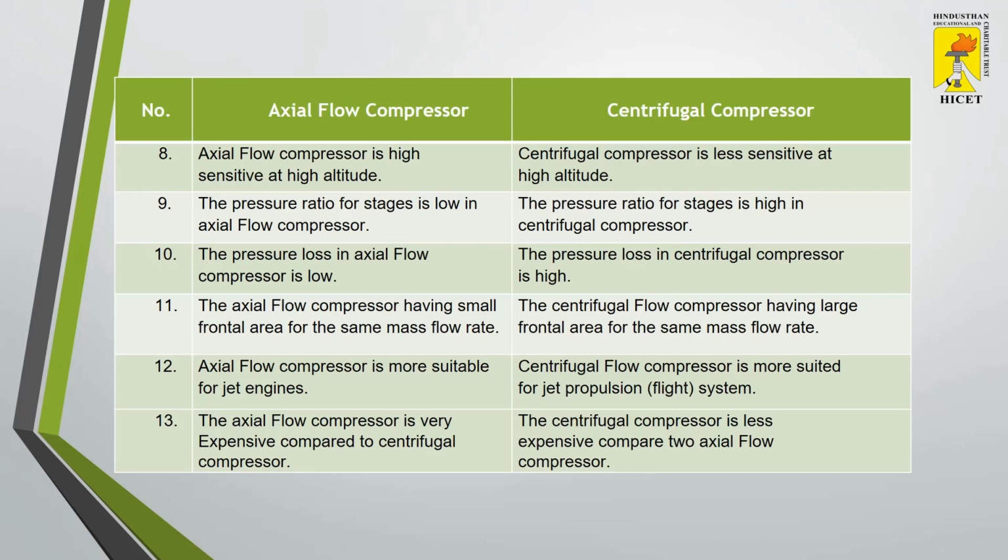The pressure loss in axial flow compressor is low, whereas the flow in the centrifugal compressor is radial, therefore it has high pressure loss when compared to axial flow compressor. The frontal area for axial flow compressor is small when compared to centrifugal compressor's intake.